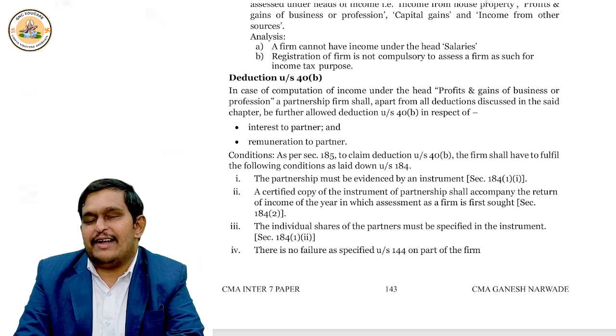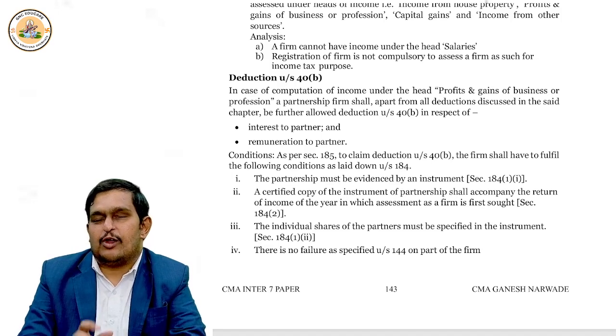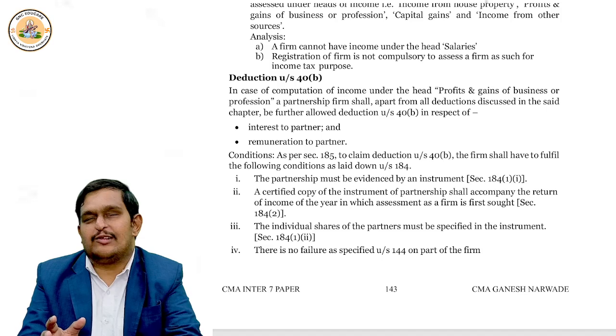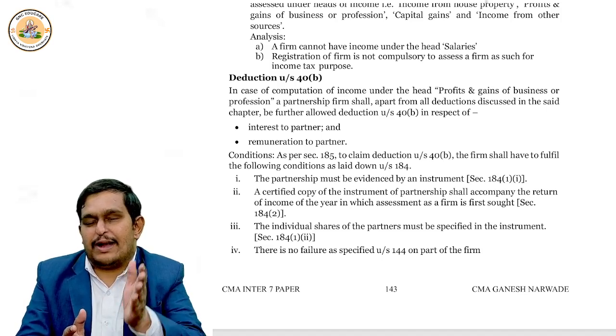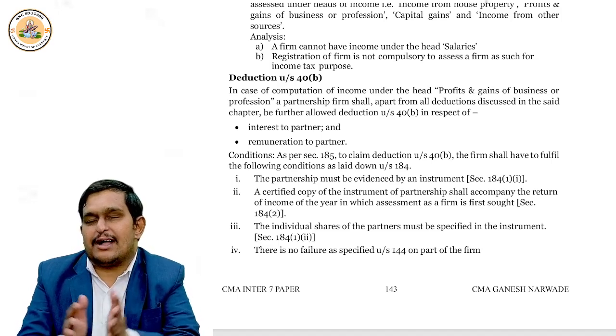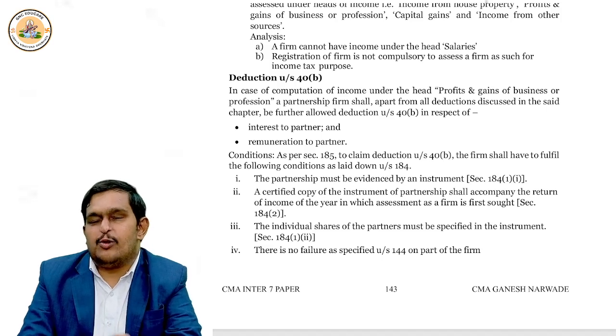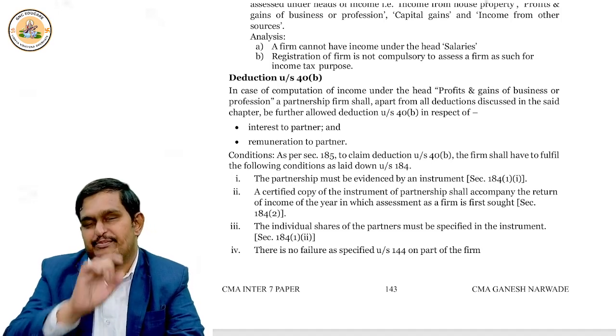Then certified copies. Certified means obviously certified by a chartered accountant. Certified copies of the instrument should be accompanied along with the return of income. So when you file the income tax return, not only your income tax return, but also your partnership agreement copy or partnership deed should accompany the return when the firm files the return for the first time.